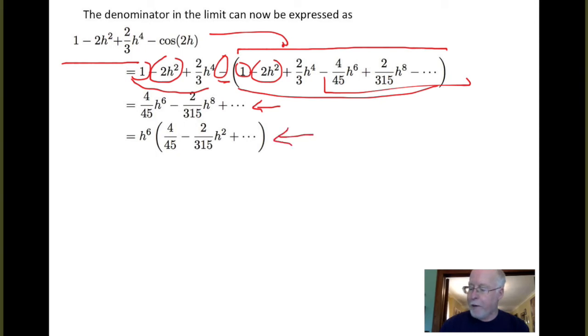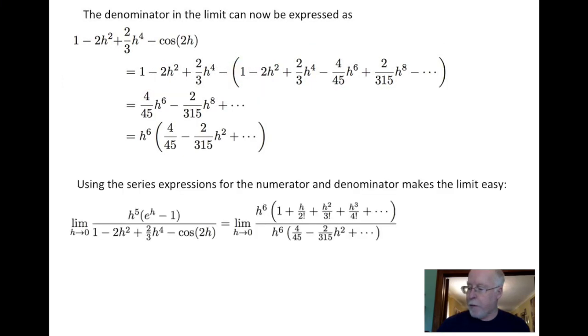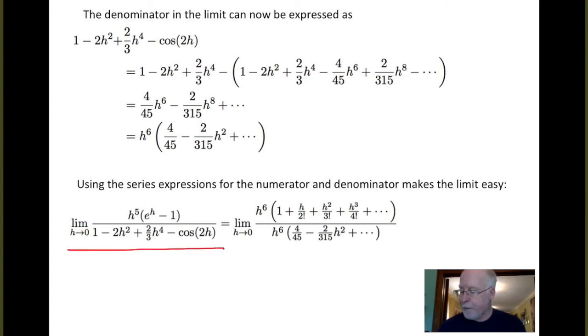Once again, we factor out h to the sixth because we anticipate we're going to do some factoring and cancellation later on in the work. So here is what the denominator now looks like, and this denominator is going to go back into the limit. So we're now in a position to evaluate the limit very quickly. Here's the original limit. And there are the series expressions we found for the numerator and denominator, just copied down from earlier work.